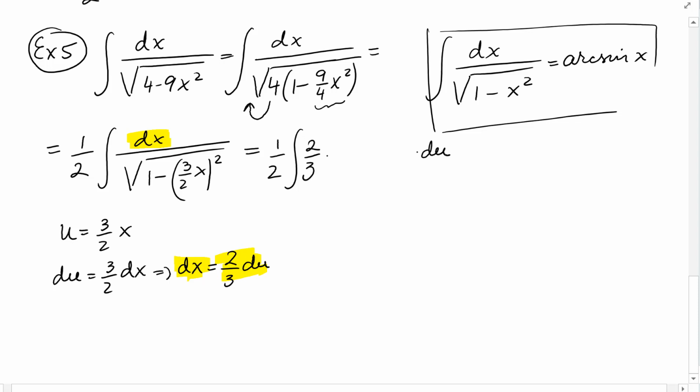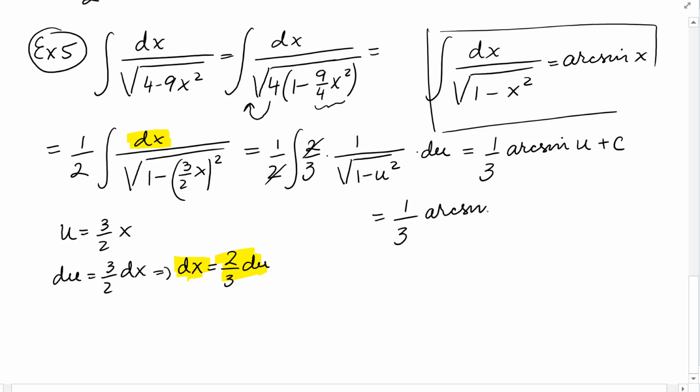We usually have the differentials at the end of the integral. And then 1 over square root of 1 minus u squared. So the constants, we can move them outside, and we get 1 over 3. And then the integral that is left is the integral of 1 over square root of 1 minus u squared du, which is arcsine of u plus c. So we get 1 over 3 arcsine of 3 over 2 x plus c.